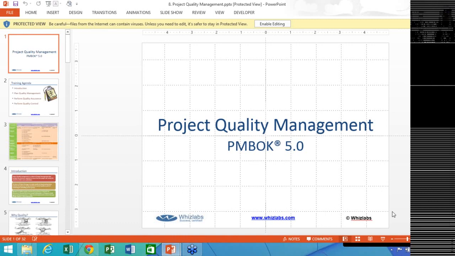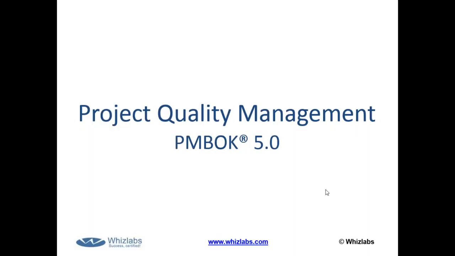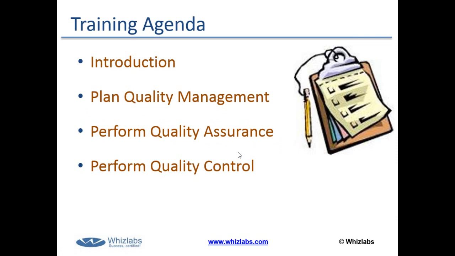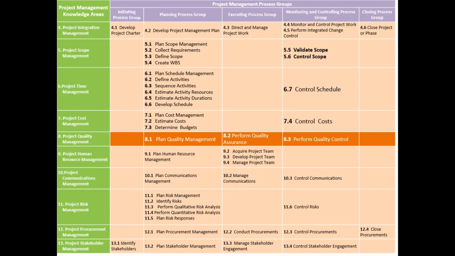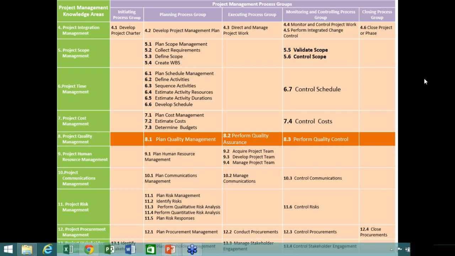Okay, let's talk about quality management, which is another knowledge area in PMP, and there are only three things in quality. You have plan quality management, you have quality assurance, and you have quality control. There are only three processes in the quality management area.